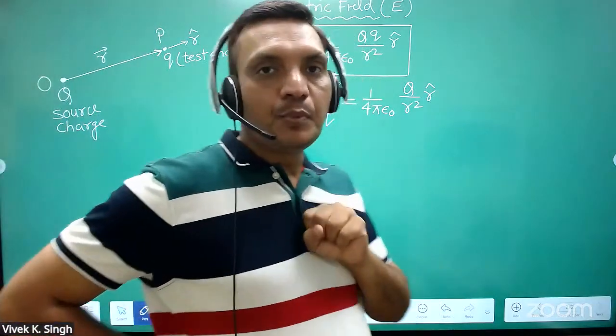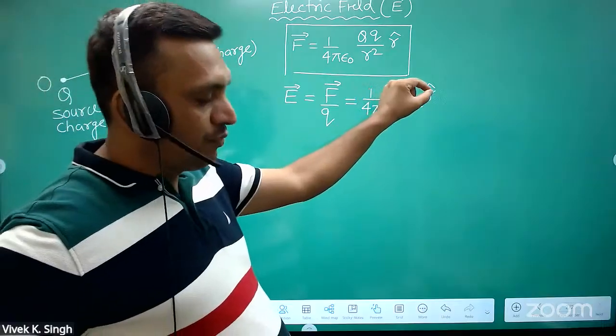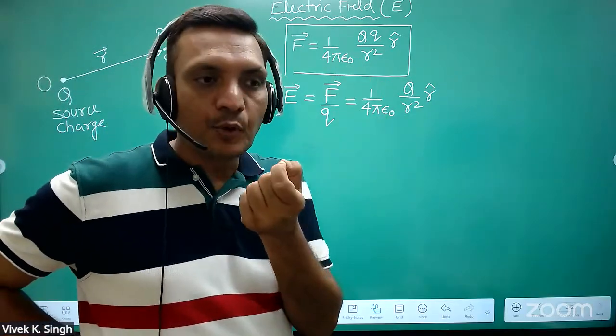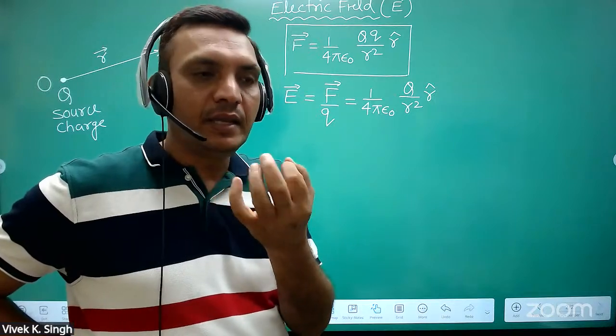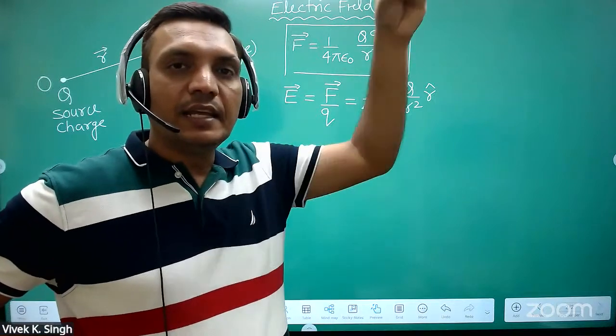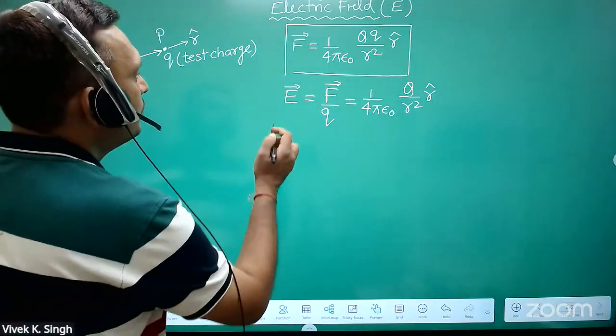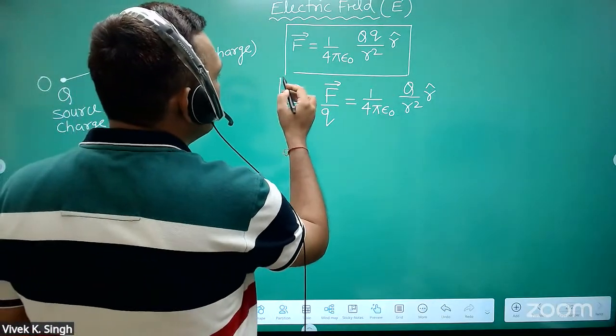And if charge is positive, we say that the electric field is in the radially outward direction, because point charge Q has spherical symmetry, so it is radially outward direction. ठीक है? So this defines the electric field.